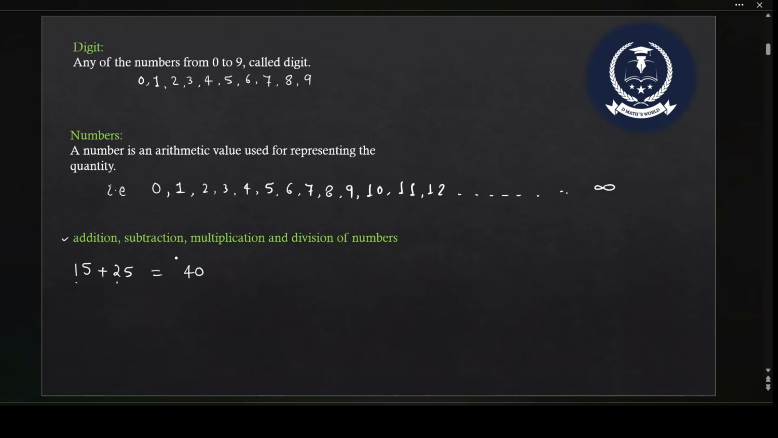Now coming to the subtraction, it means that if I'm writing down 35 minus 25, just subtract like that. 5 minus 5 would be 0. And then 3 minus 2, which is 1. So 10 would be the answer.